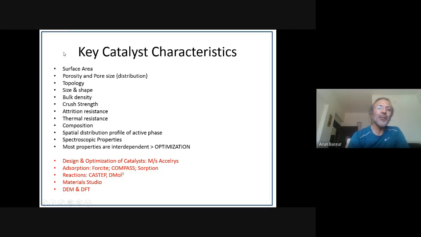And it is important to remember that many of these properties are interdependent. So it's a matter of optimization. For example, if I want to increase surface area, I have to be prepared to take a hit on porosity.